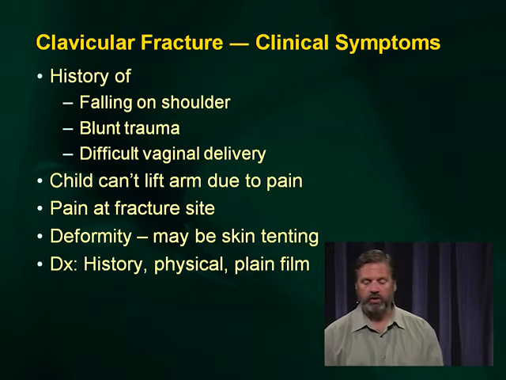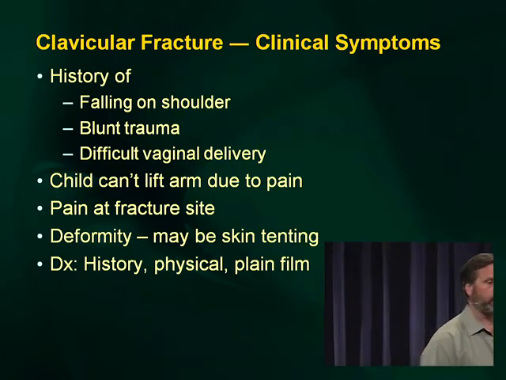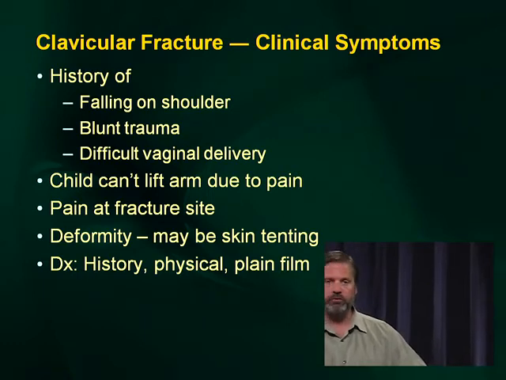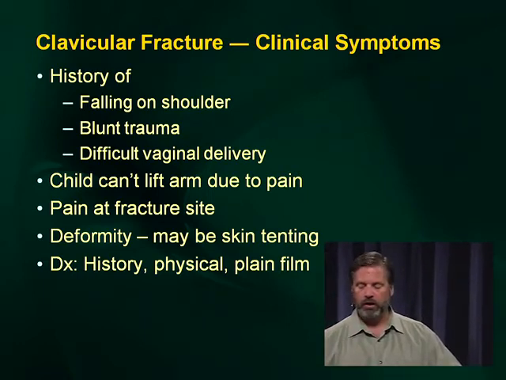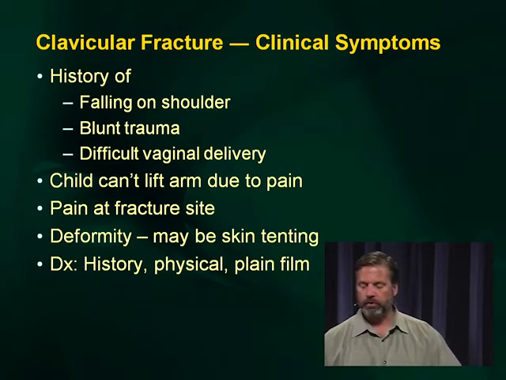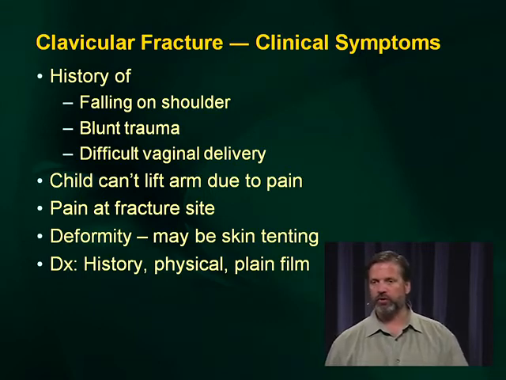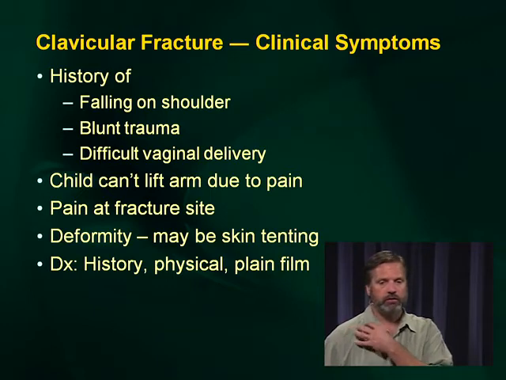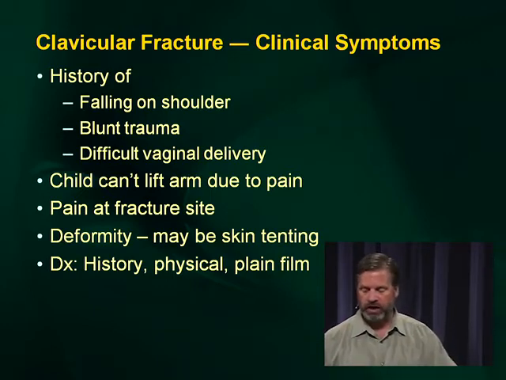Clavicular fracture, also very common, almost always the result of a fall, usually falling on the shoulder, sometimes a result of a blunt trauma, like a bat injury or something like that, and then rarely the result of a difficult vaginal delivery, but it does happen. Often pain at the fracture site. If there's a deformity, you may see some skin tenting. It's where the skin actually pops up over the fracture.